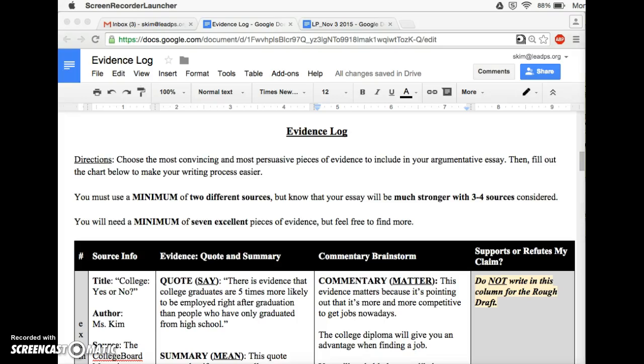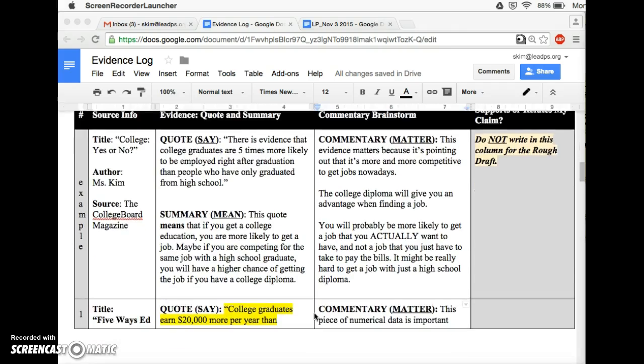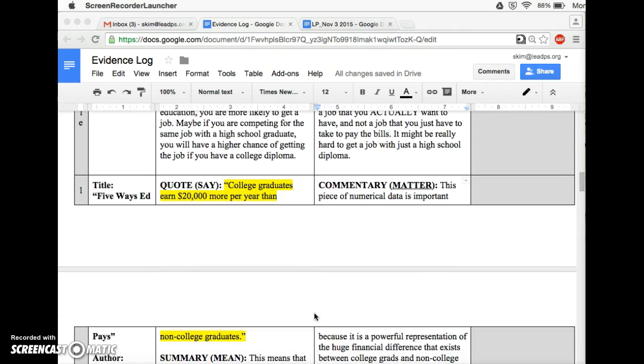So today we'll be talking about how to get the most out of our evidence log, and to add to our evidence log if we don't think that the evidence that we've chosen so far really proves our point. So yesterday I went through and color-coded my evidence log.